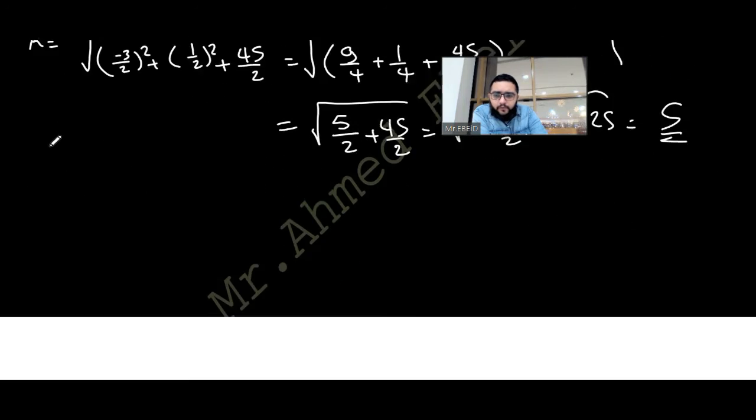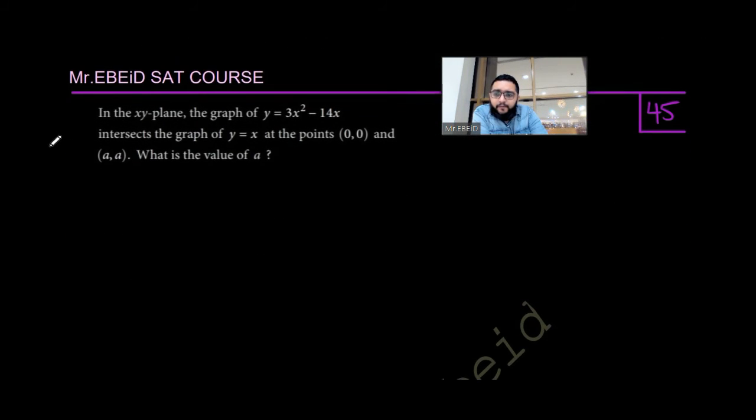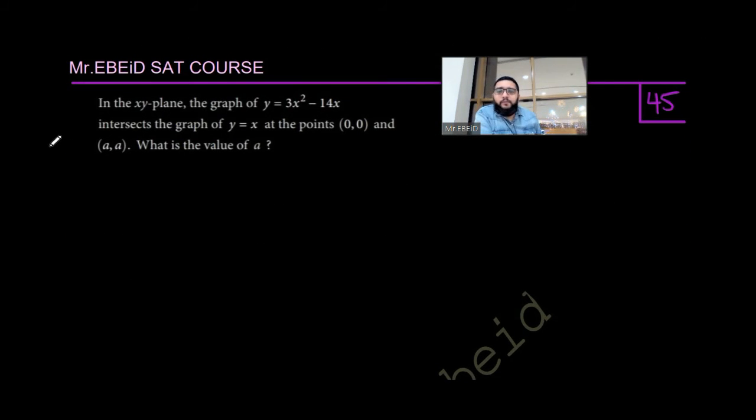This is question 45. In the xy-plane, the graph of y equals 3x squared minus 14x intersects the graph of y equals x at the points (0, 0) and (a, a). What is the value of a? How can we find the value of a? Just set y here equal to y here. So we have 3x squared minus 14x equals x.